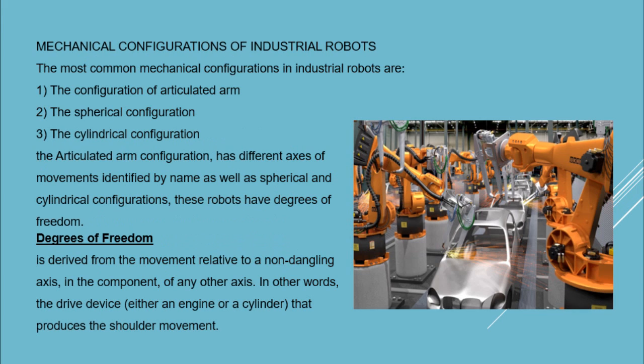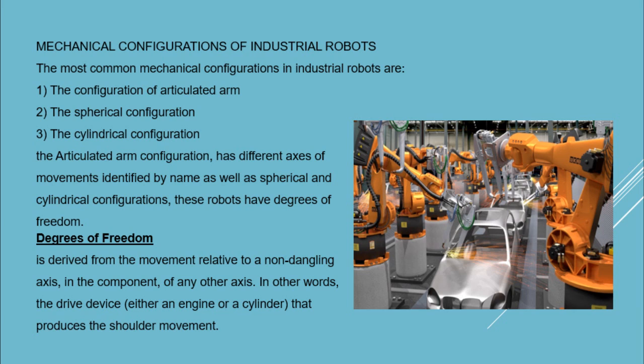Mechanical configuration of industrial robots. The most common mechanical configurations in industrial robots are: 1. The articulated arm configuration. 2. The spherical configuration. 3. The cylindrical configuration. The articulated arm configuration has different axes of movement identified by name, as do the spherical and cylindrical configurations.